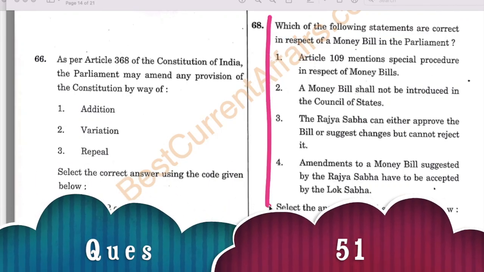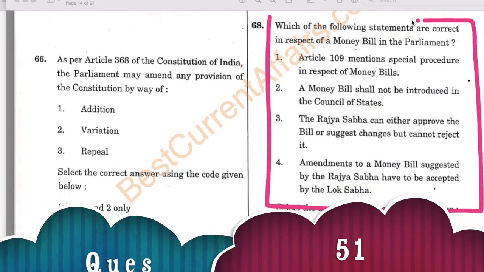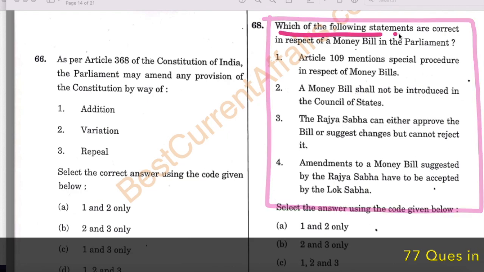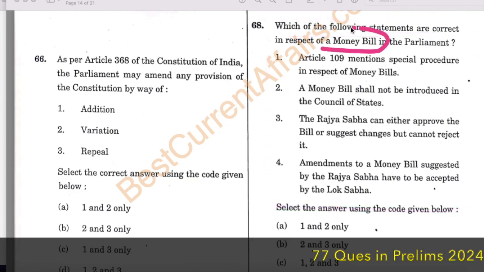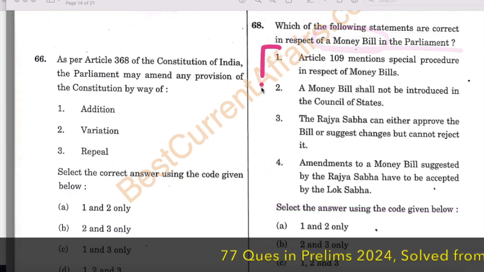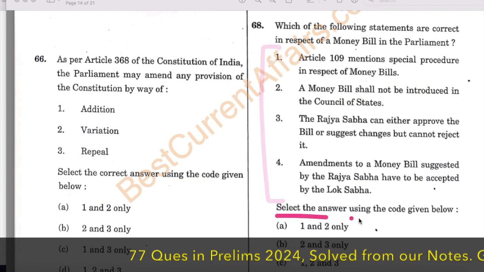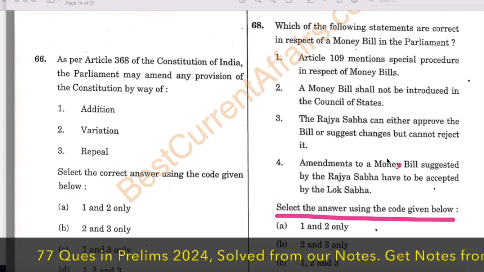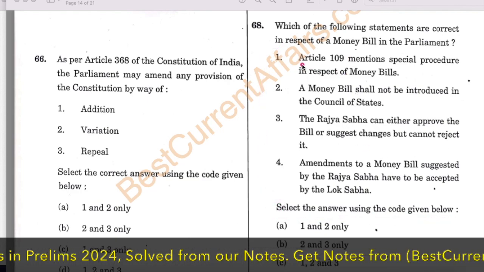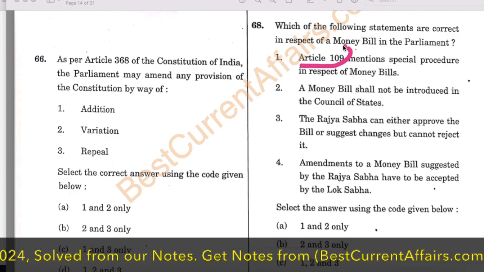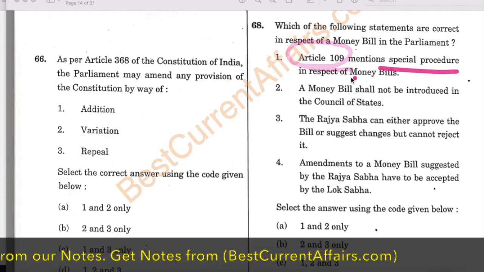Next question with regard to the money bill, and the question is, which of the following statements are correct in respect of a money bill in the parliament? 4 statements are given, and select the answer using the code given below. Which of these statements are correct?